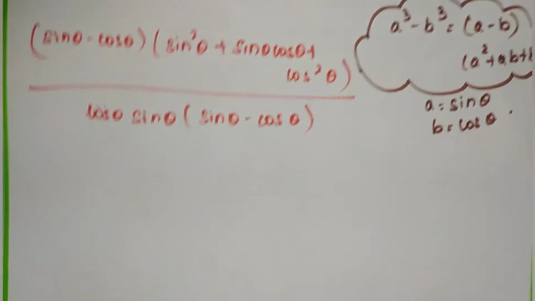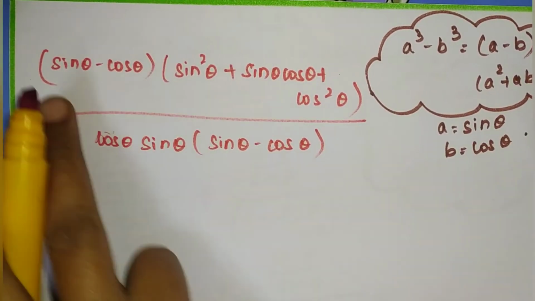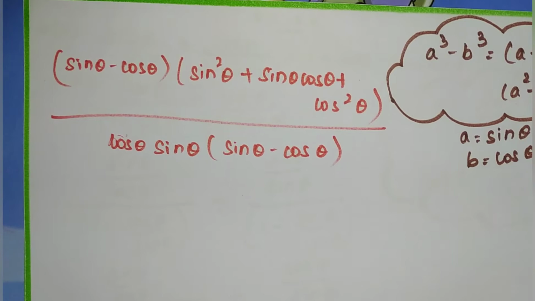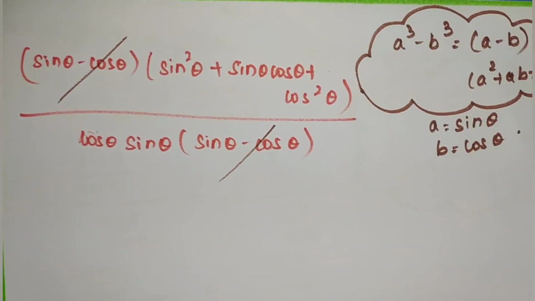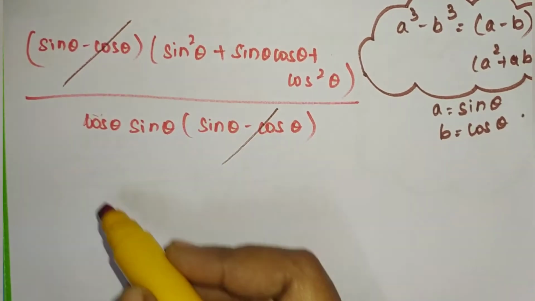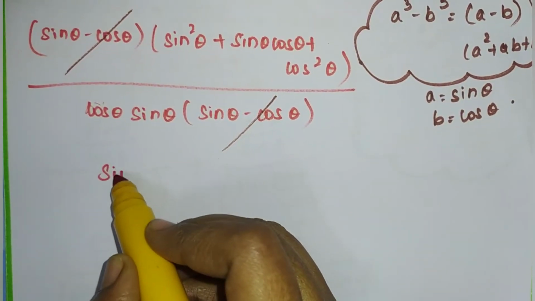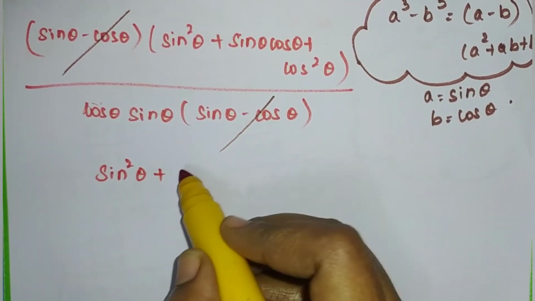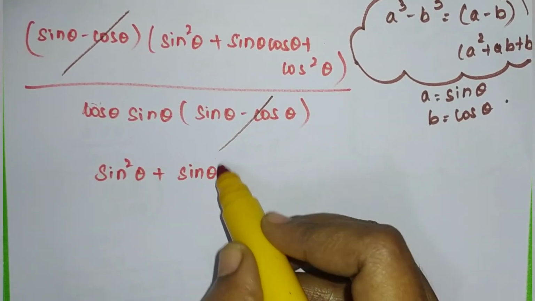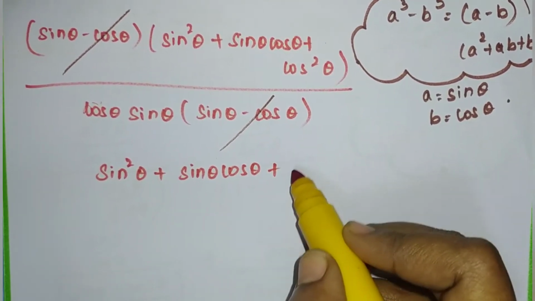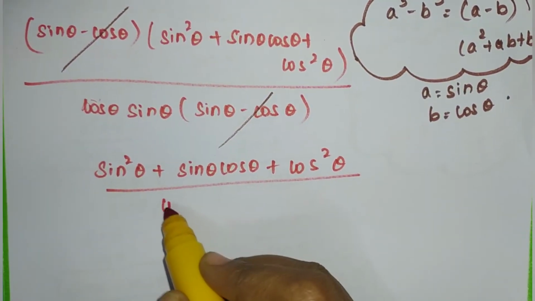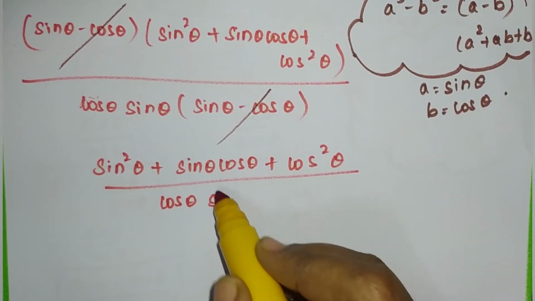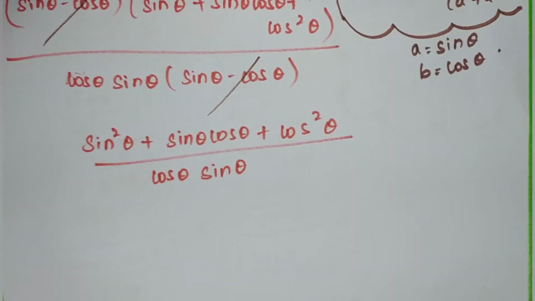Now we can cancel these two, no? Sin theta minus cos theta here, and here also we have sin theta minus cos theta. That I am going to cancel. And then write the remaining thing: sin square theta plus sin theta cos theta plus cos square theta divided by cos theta sin theta.